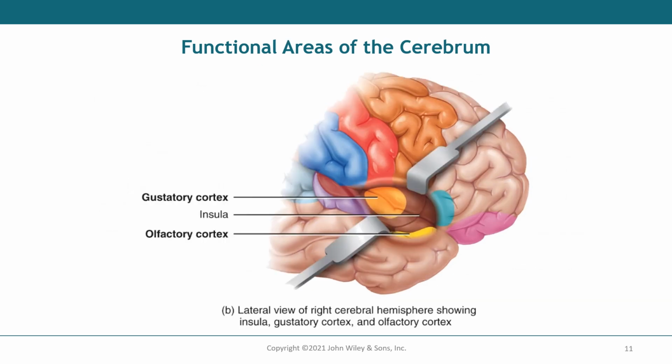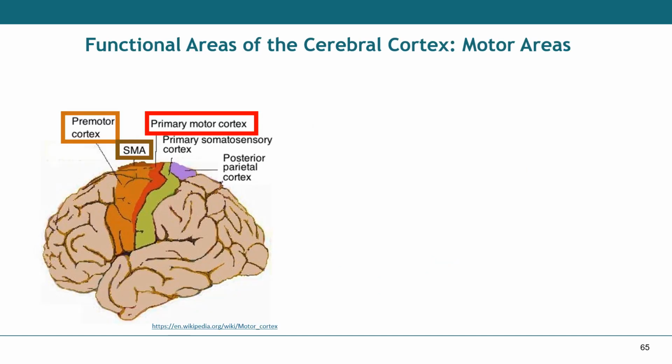So here in your textbook they show you that if you open the brain, you can see inside that you will find the insula that we said was inside, and you can also find the olfactory and gustatory cortex. So again, all this information can be grouped into three main classifications: motor, sensory, and association. So now let's talk in more detail about these motor areas.